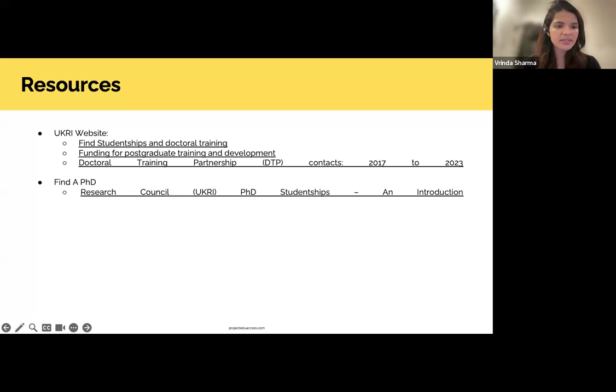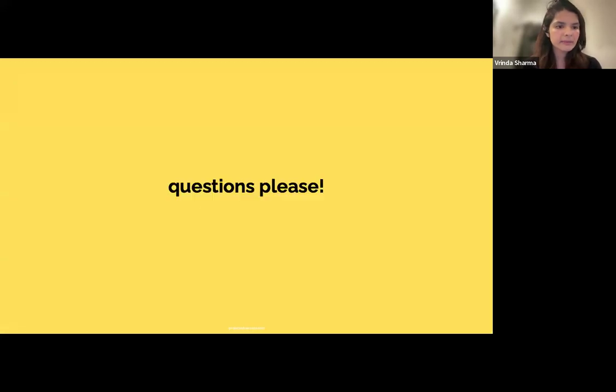These are some of the resources that you can look at. So as I mentioned, Find a PhD to look at the different projects that are currently advertised, and the UKRI website to see all of the different universities that are covered under the UKRI, under the MRC DTP. Next slide. So yes, if you have any questions, please feel free to either ask them on chat or come on mic and ask me.